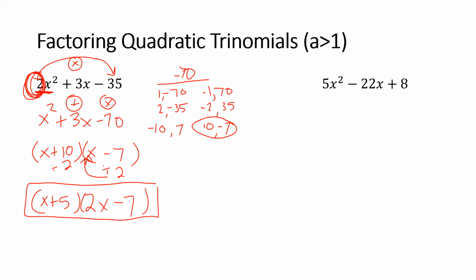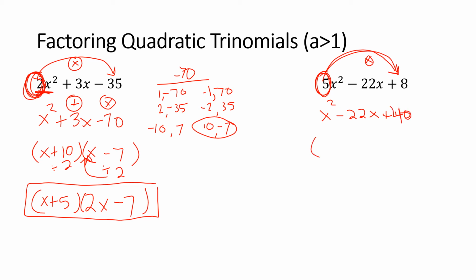All right, let's try another one of those. So over here we have 5x squared minus 22x plus 8. Again, if you have that coefficient in front of x squared, it's making your problem a little bit more challenging. So what we're going to do is we're just going to send it right on to the very back. That's going to be x squared minus 22x plus 40, because 5 times 8 is 40.